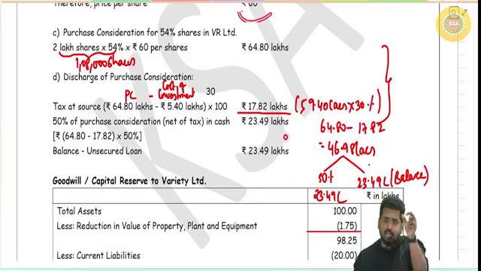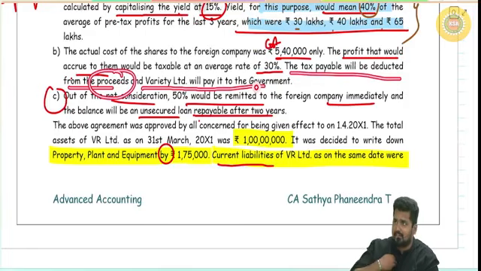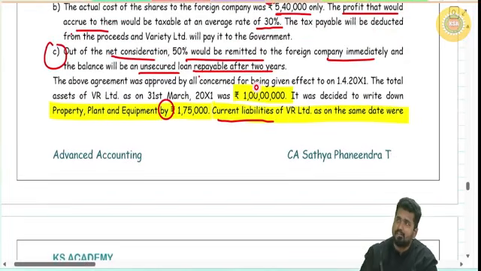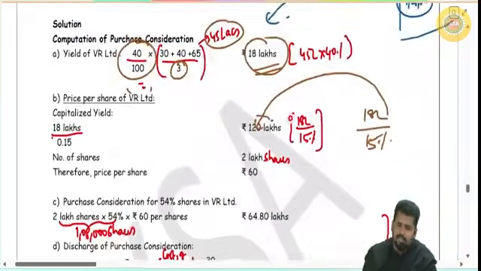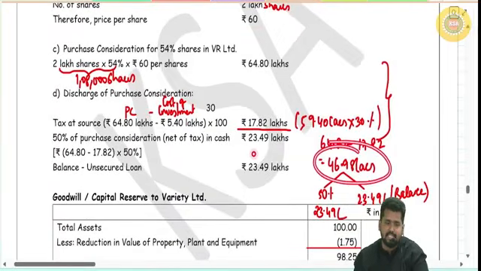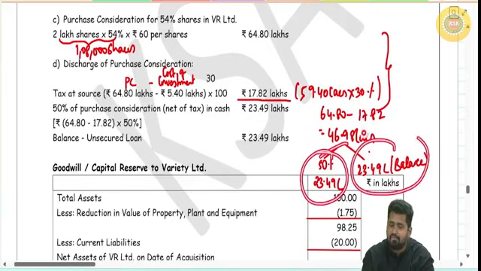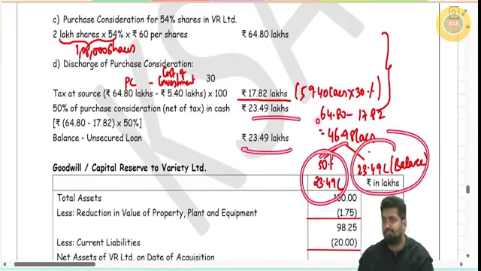46.98. Read the question clearly. That is what we have to deduct from the sum. Clear? If you see in the question, the tax payable is deducted from the proceeds and Variety will pay. We are called Variety, the limited company in which we are investing. So that particular tax amount we are deducting, and that is how much we have to settle. Of the 46.98, 50% will be given in cash immediately, and 50% will be called an unsecured loan. Clear?